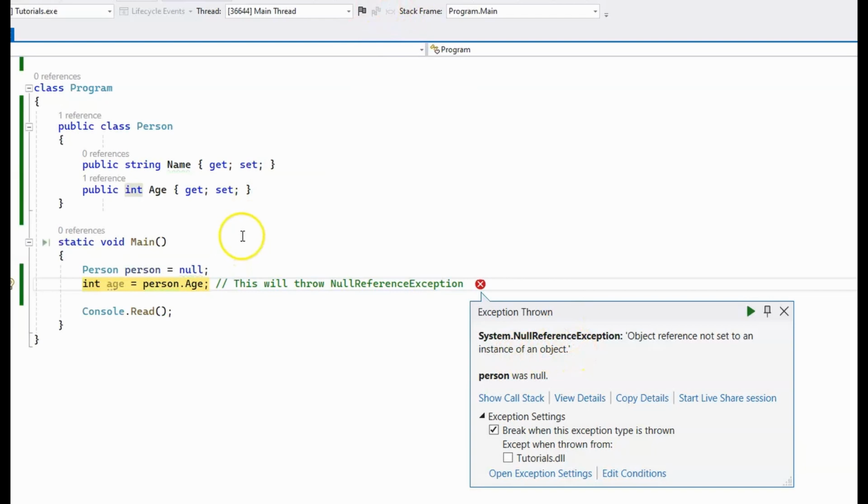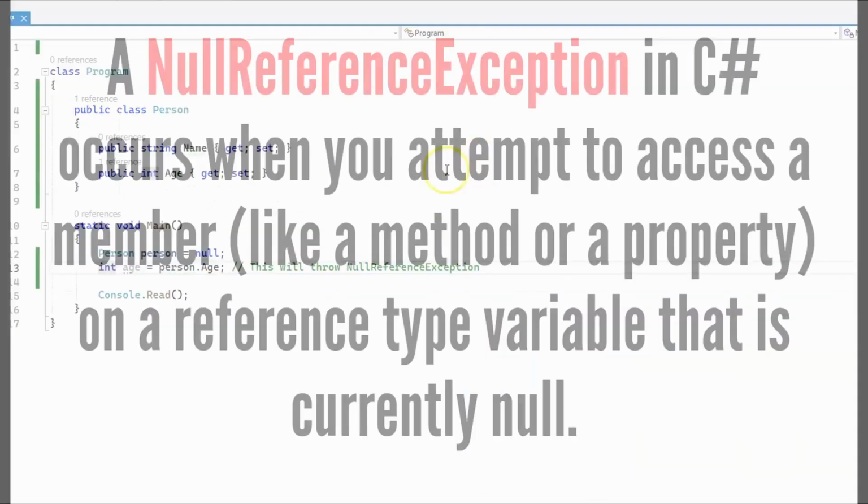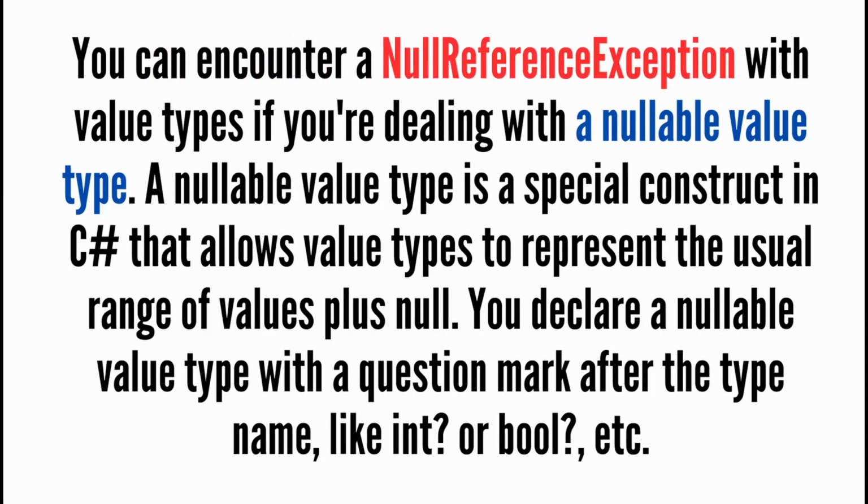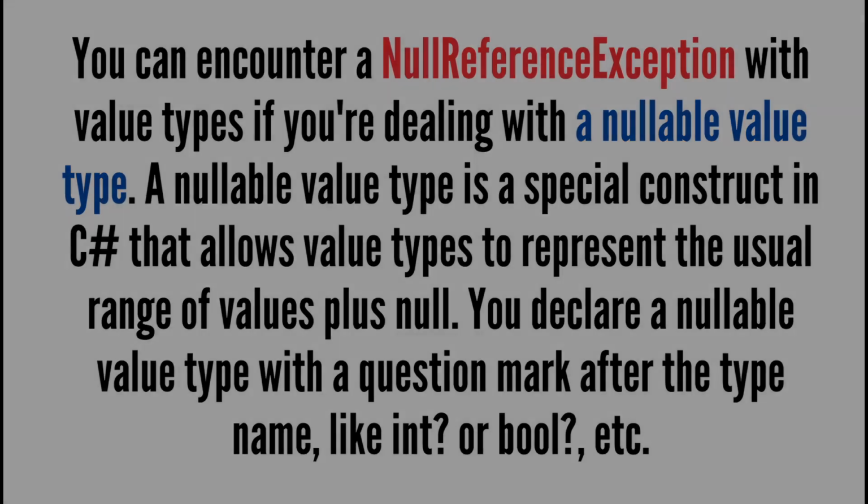So let's discuss the exception quickly. Why does it happen and how can we fix it in C#? The null reference exception in C# happens when you attempt to access a member, such as a method or property, on a reference type variable which is actually null. This means that the variable has not been instantiated with an object or has been explicitly set to null. With that said, after the introduction of nullable value types, which happened in version 7 of C#, you can get a null reference exception when you're dealing with nullable value types as well. So it's not only the reference types, you can still see the null reference exception with nullable value types.